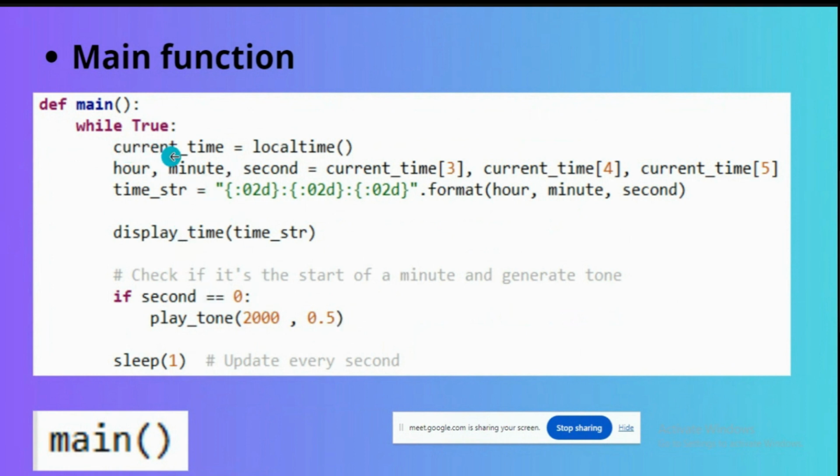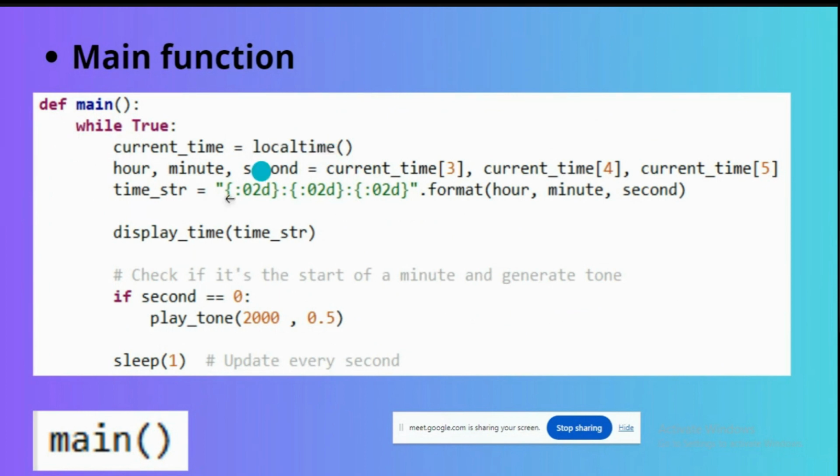And here we are defining a variable called current time, and that current time is the local time, whatever the real time is at the moment. Then hour, minute, second, three parameters are there. Those three parameters get the current time value 3, current time value 4, and current time value 5. These 3, 4, 5 are taken from this local time thing. You don't need to worry about that.